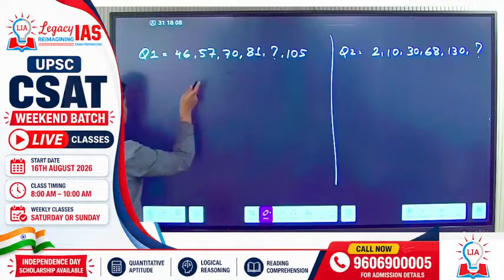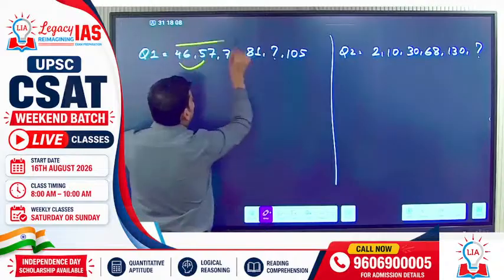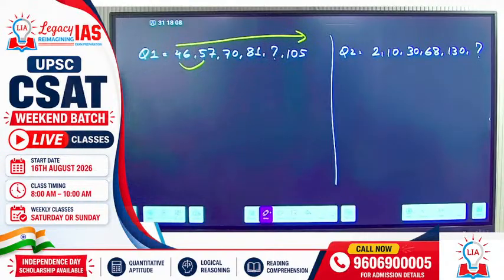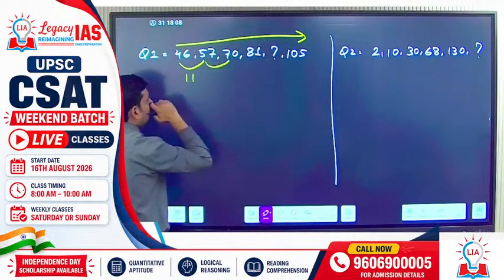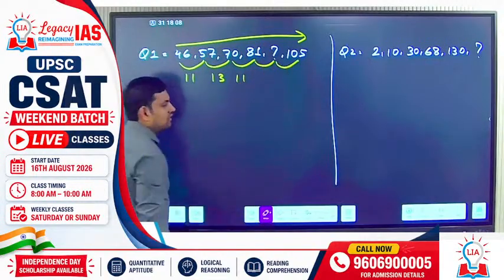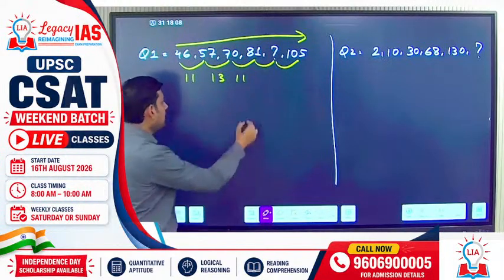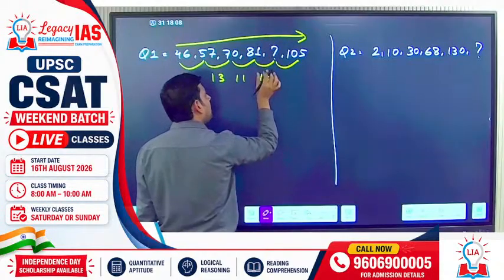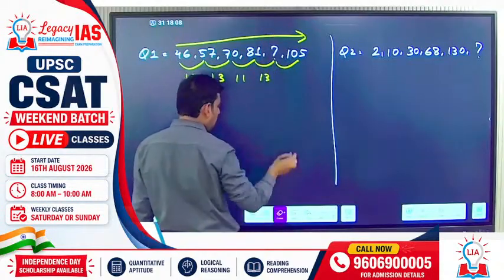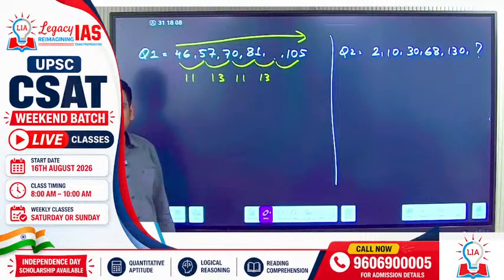Yeah, let's see this. So what is the difference here? 46 and 57. First of all, you see that the series is increasing. Next thing is finding out the differences between them. What is the difference? 11, then this is 13, then 11, then I don't know. So maybe because you got 11 back, that means maybe the pattern is like 11, 13, 11, 13, 11, 13. So the next difference I take is 13. Now I will first check this.